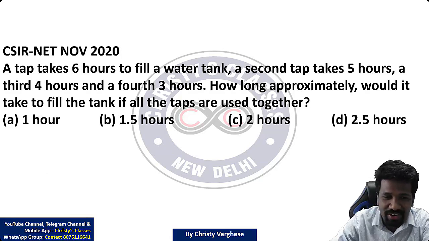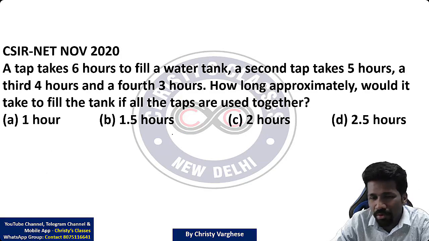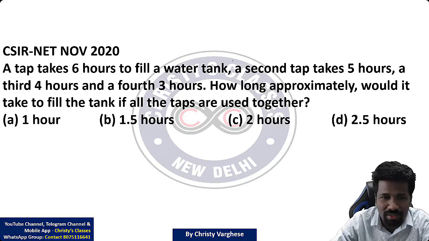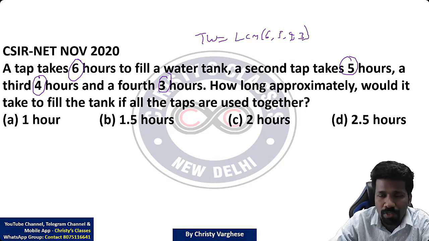So individual efficiency find करिए first of all. LCM method use करिए या unitary method use करिए. It's up to you. So I will take the LCM method itself. 6, 5, 4, 3 का LCM. Total work will be the LCM of 6, 5, 4, 3. That will be 60, होगा ना, 60 होगा. You can do it whichever way you like.